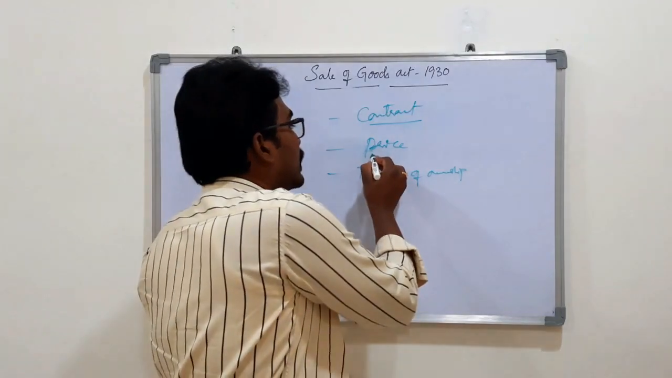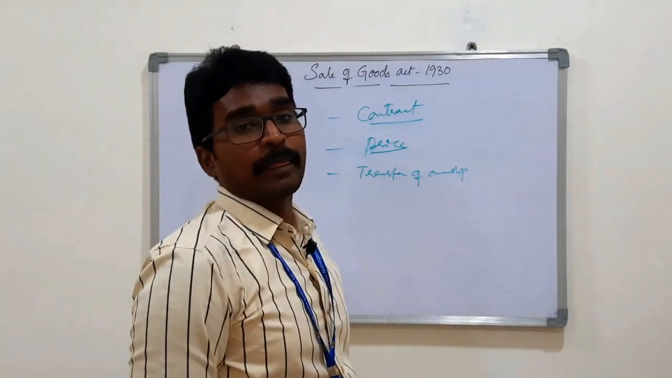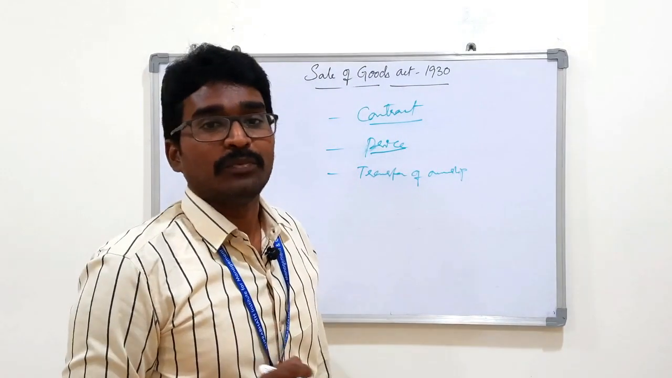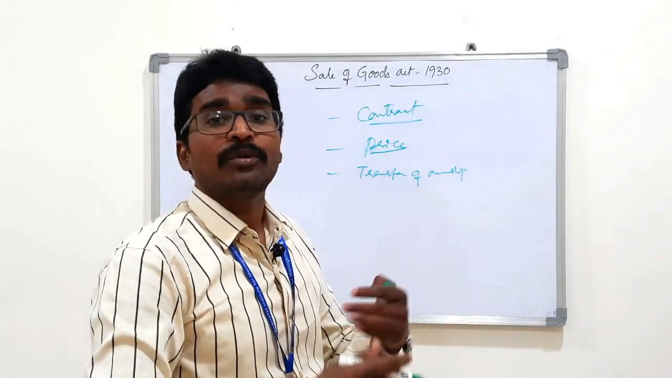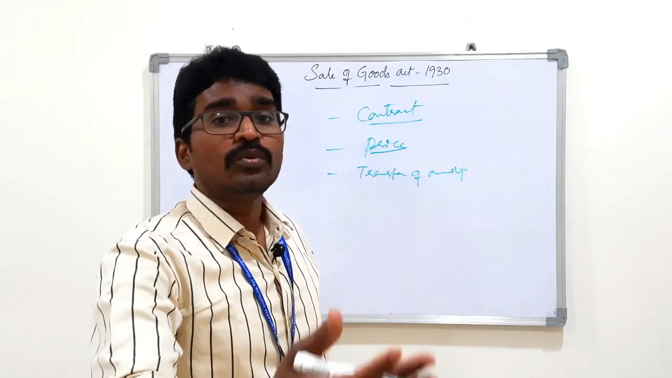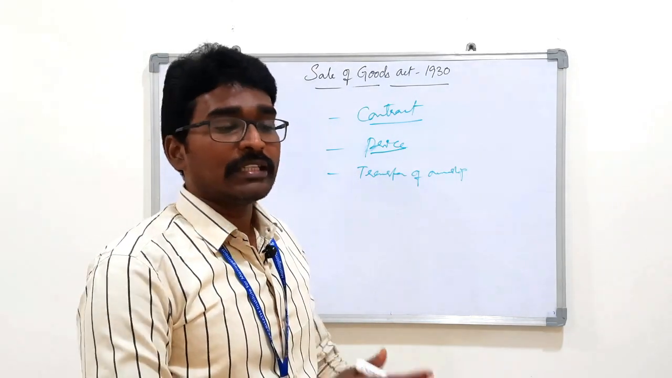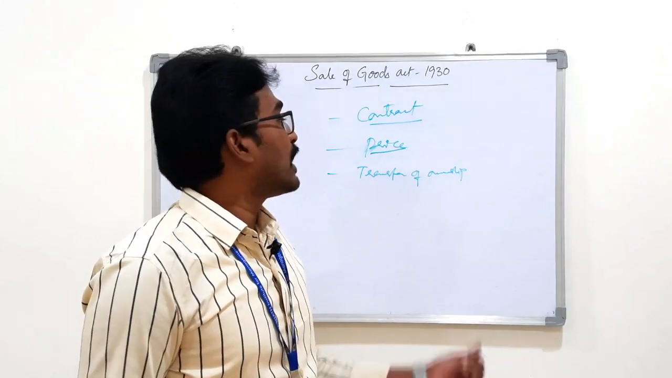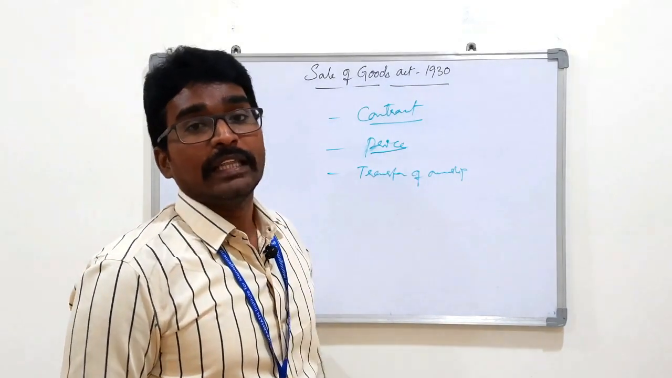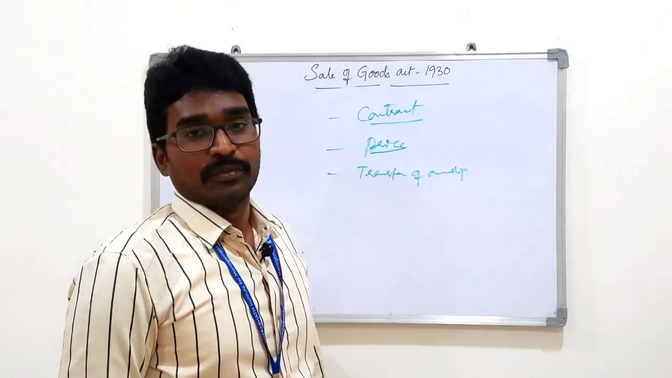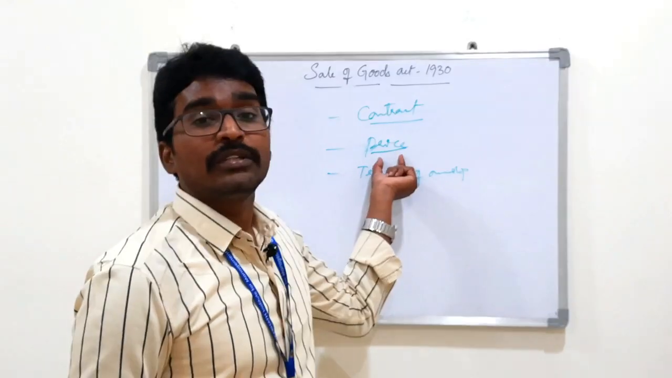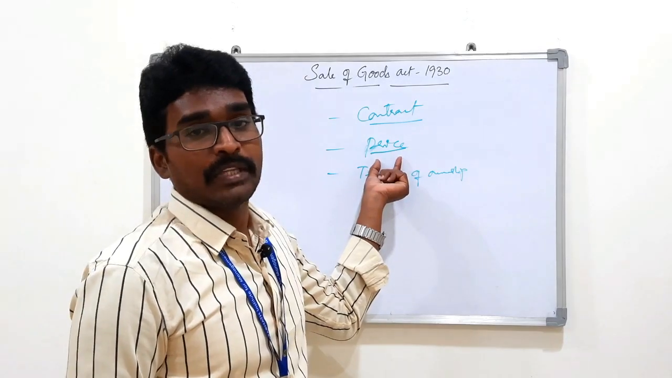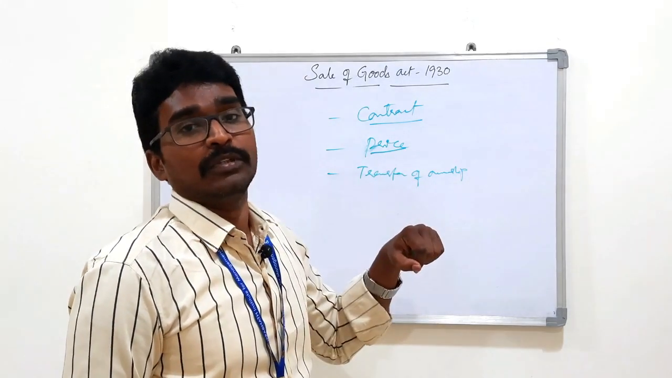In the same way, the next one is price. There should be a certain price when we are transferring goods, or transferring property, to another party. When a party is transferring goods to another party, it should be exchanged for a certain price. Then only it is a valid sale of goods. There must be a proper price fixed to the goods. Then only it will be a valid sale of goods.